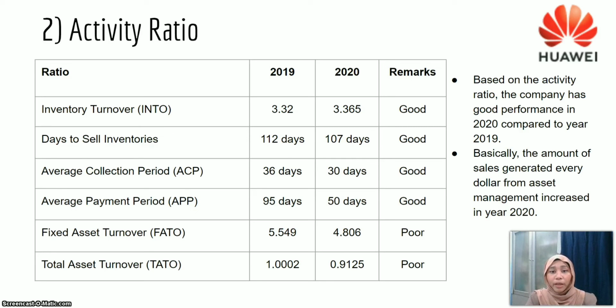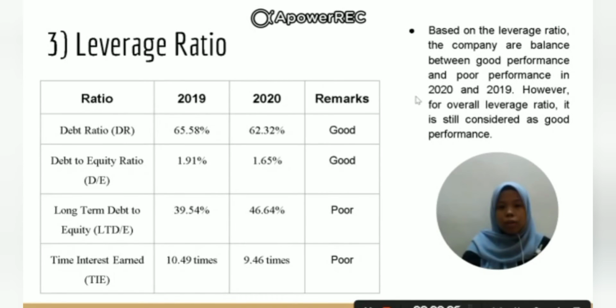Overall, based on the activity ratio, the company has a good performance in year 2020 compared to year 2019. And basically, the amount of sales generated for every dollar from asset management increased in year 2020. And that's it. Next is leverage ratio.